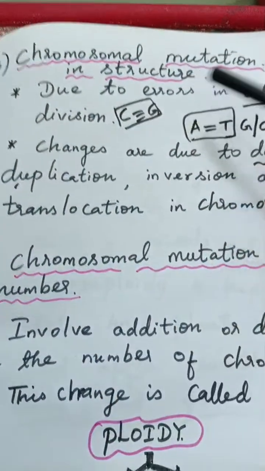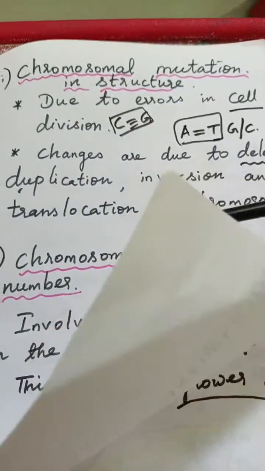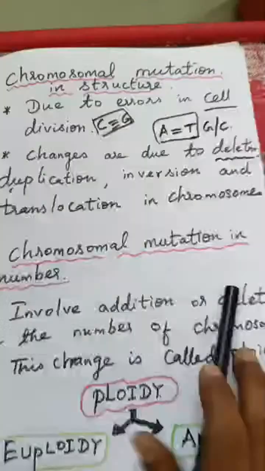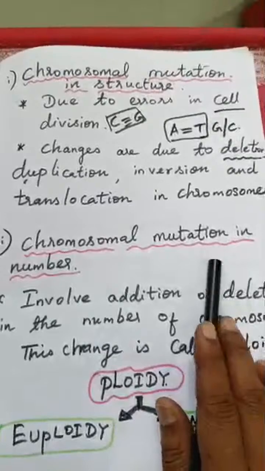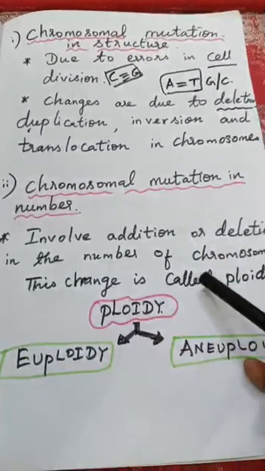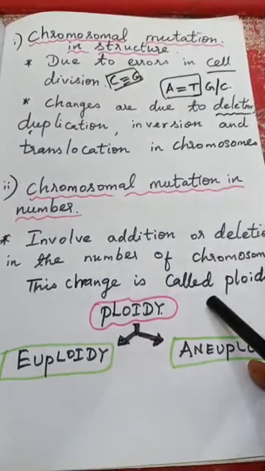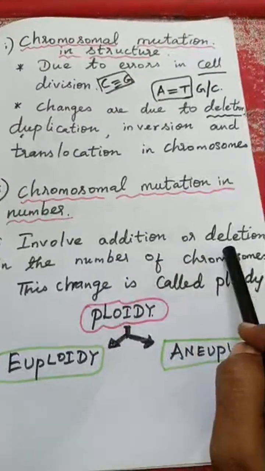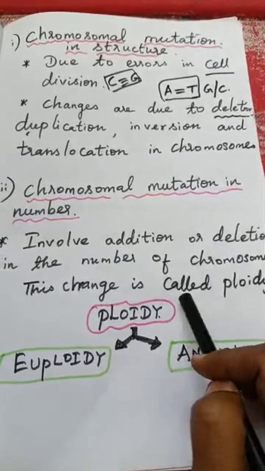What are the errors? It may be deletion, duplication, inversion, or translocation. Anything can happen in the nucleotide. Okay, and the next is we have studied about the chromosomal mutation in number. There may be an addition or deletion of the chromosomes. Understood? So there are two types.